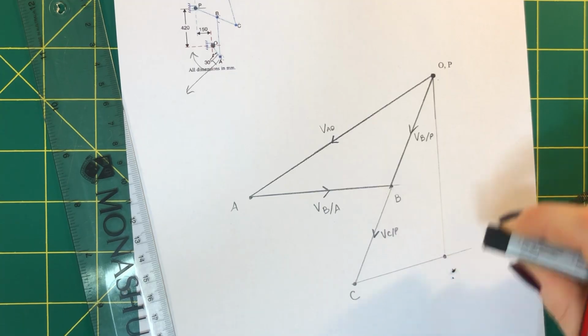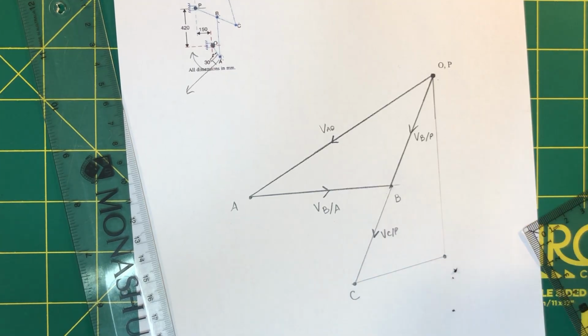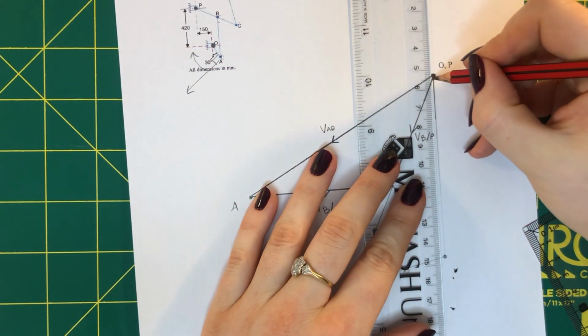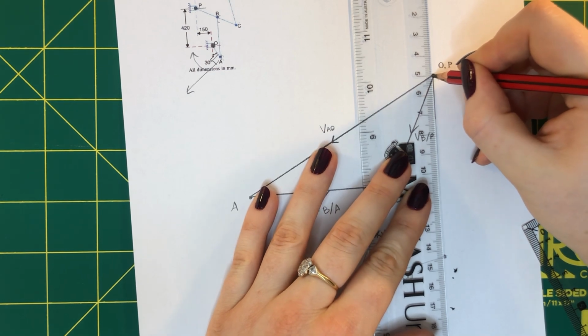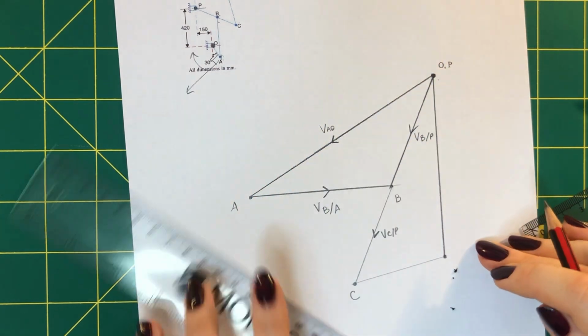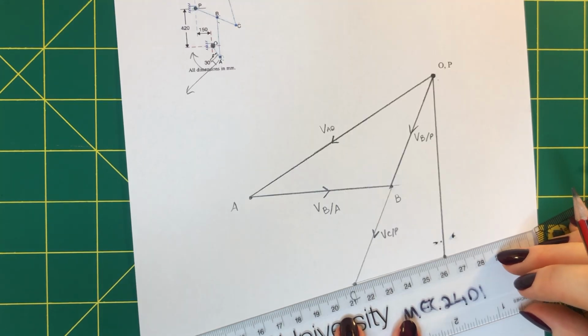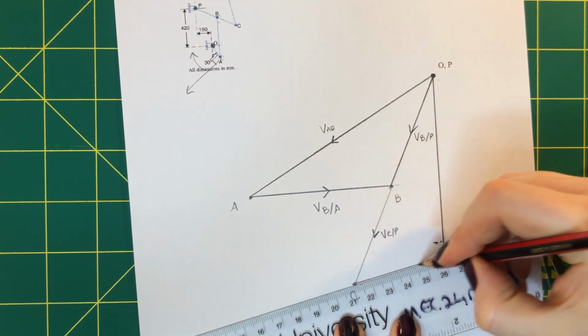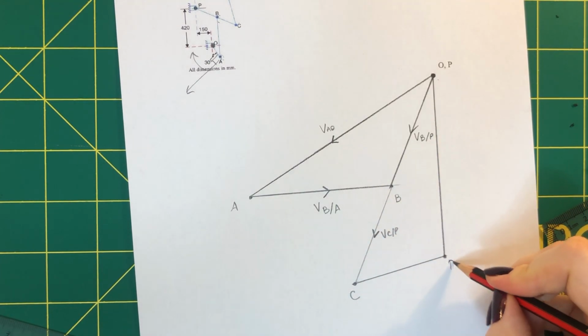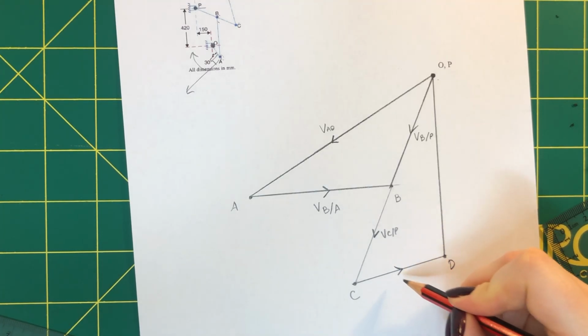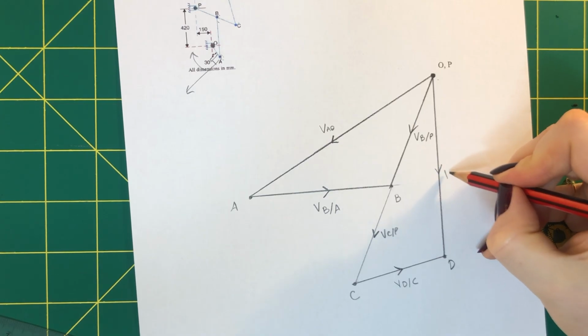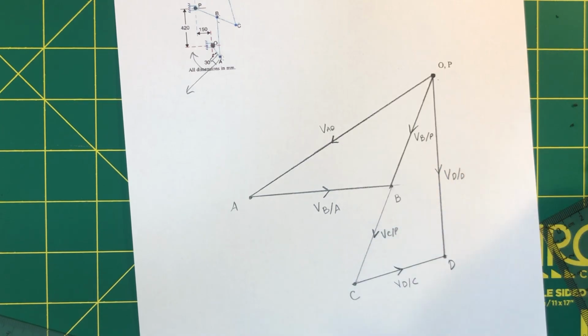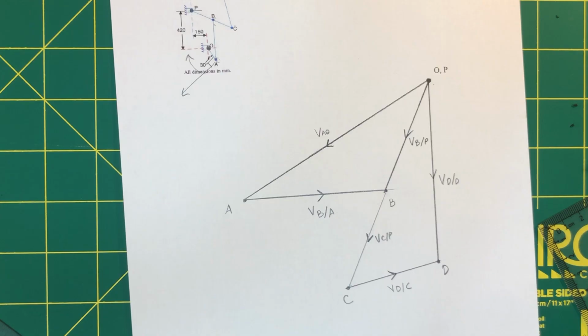I'm going to erase these extra lines. I'm going to make this dark so you can see it on the video. Now before I'm done, I need to label all my lines. So velocity of D relative to C, and then I have velocity of D relative to a fixed point or a reference point. So this is my completed diagram.